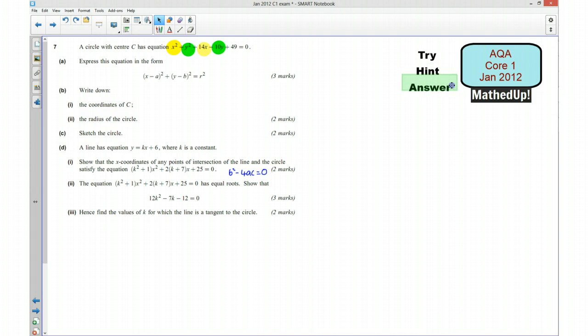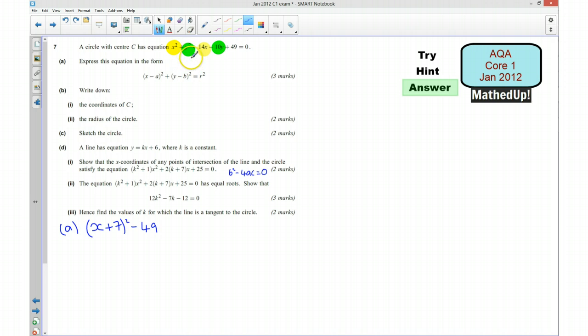Right, the next part of the video I'm going to go over the answer of the question. So for part A, we wanted to express this equation in this form, so I said we're going to take each of these parts separately. If I complete the square on x squared plus 14x, that's going to be x plus 7 squared subtract 49.